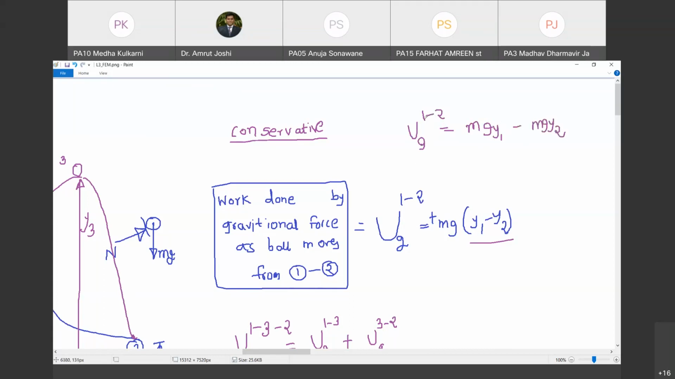अब आप कौन सा भी पाथ फॉलो करो, 1 to 2, 1 to 3 to 2, 1 to 3 to 4 to 2. Are you with me? As long as your initial and final position is same, work done is going to be mgy1 minus mgy2. It involves only its height at position number 1 and position number 2. Do you agree with me?